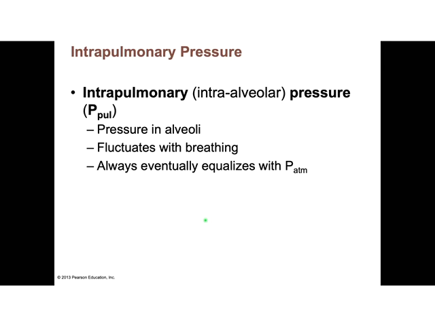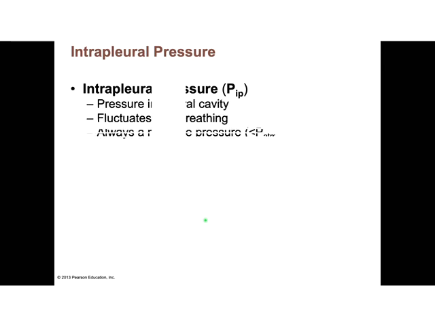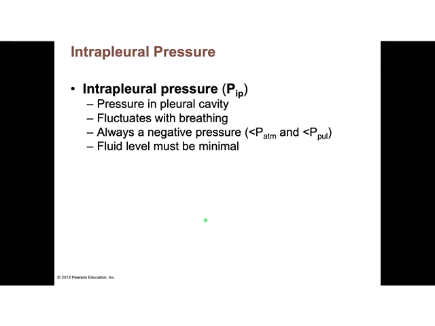Okay? So intrapulmonary pressure is in the alveoli themselves, and it changes as we breathe in and out, but eventually equalizes to atmospheric pressure. Well, intrapleural pressure fluctuates when we breathe, but it's always going to be slightly negative in order for the lungs to remain patent while we breathe in and out.